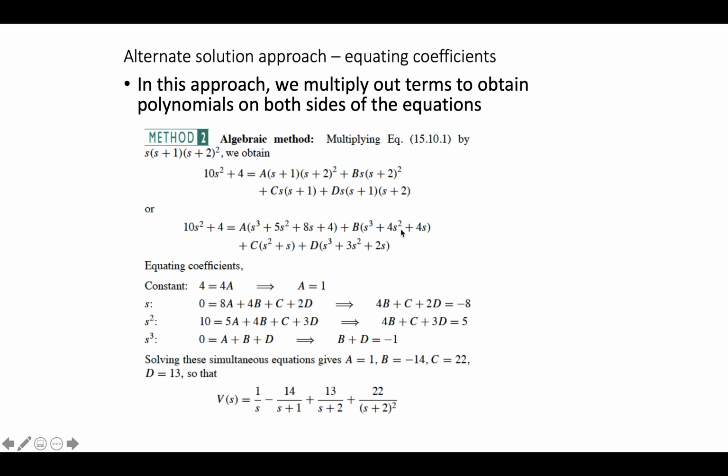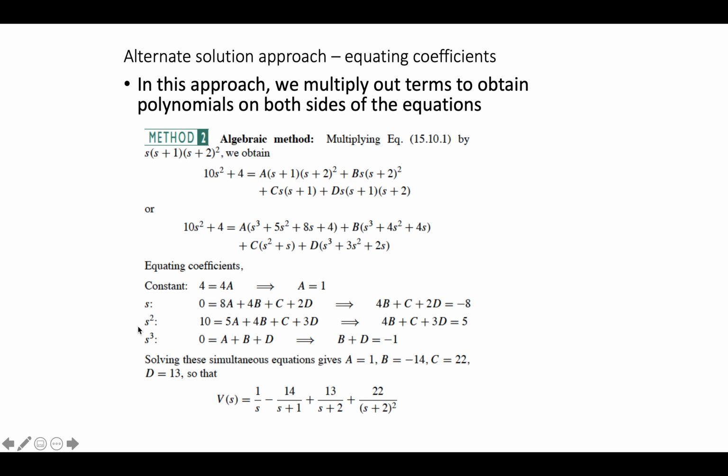So if we look through the right hand side, we see that we only have one constant term. So what we do first is we look at the constant, or the s to the 0 power terms, and we'll have 4 on the left hand side and 4A on the right hand side. And now we look at the terms in s. We have 0 on the left hand side, but we have 8A on the right hand side, 4B on the right hand side, C on the right hand side, and 2D. So we write that as an expression. So once again, we're just selecting terms in s.